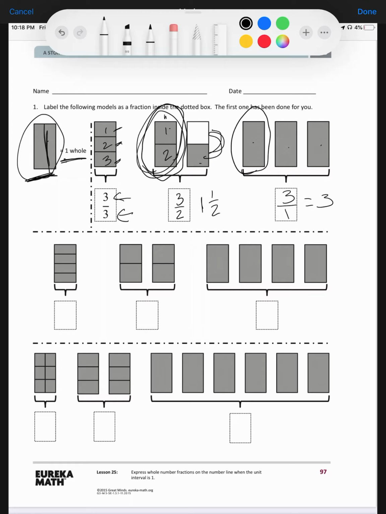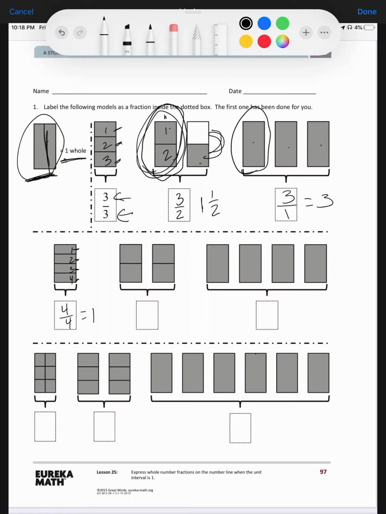How many pieces do we have? That's how we figure out our denominator, is how many pieces one whole is cut into. 1, 2, 3, 4. So our denominator is 4. How many of those pieces are shaded? 1, 2, 3, 4. So our numerator is 4. 4/4 equals what? Well, it equals one whole. We know that any number over itself is one whole.